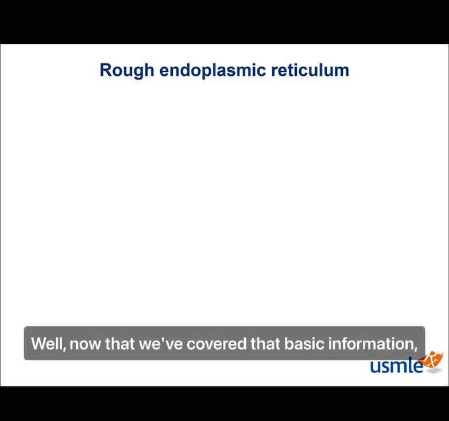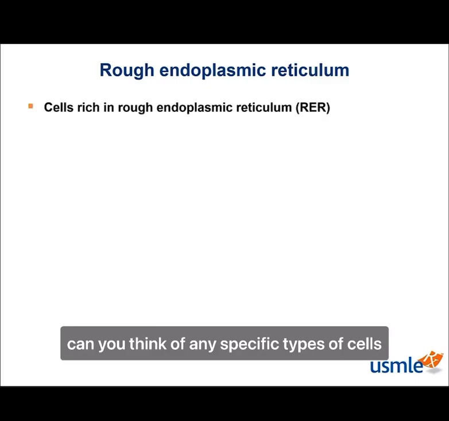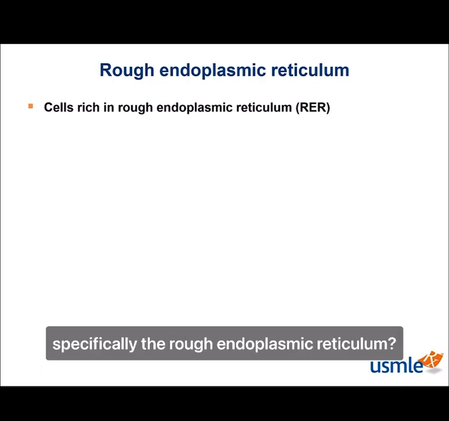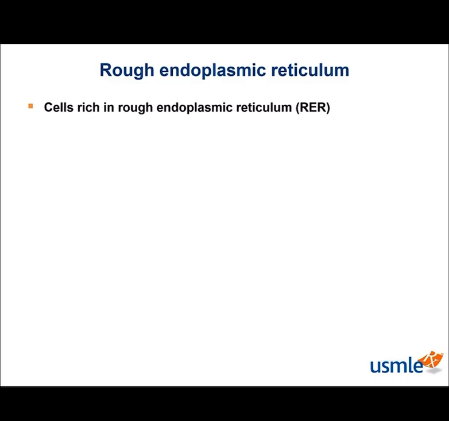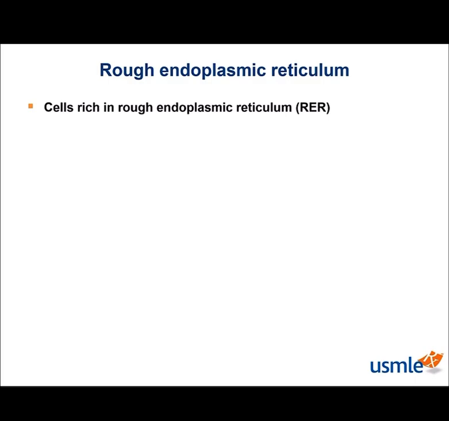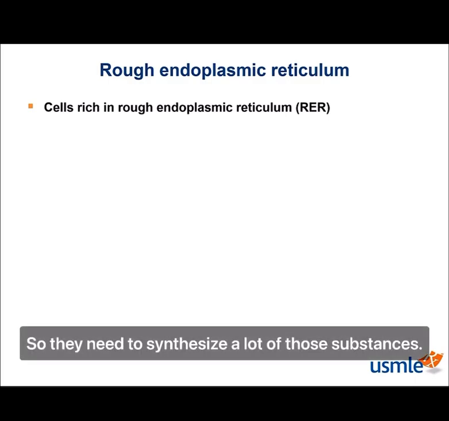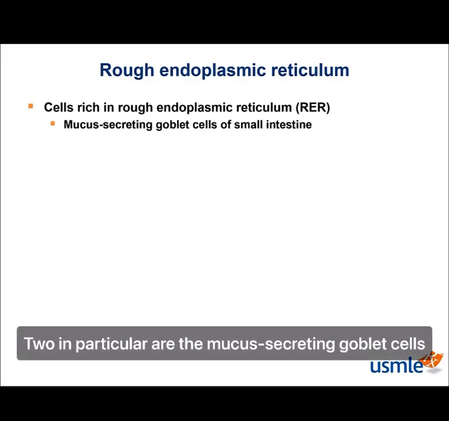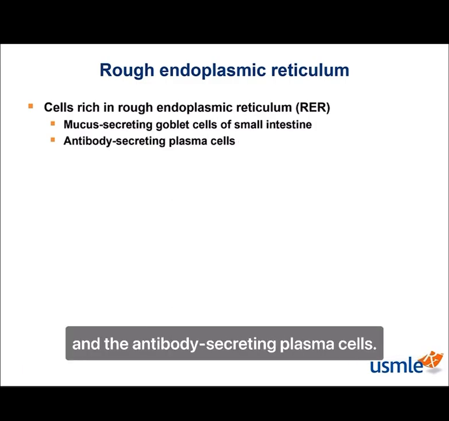Well, now that we've covered that basic information, can you think of any specific types of cells that would be rich in the endoplasmic reticulum, specifically the rough endoplasmic reticulum? You should be thinking of cell types that do a lot of secreting. So they need to synthesize a lot of those substances. Two in particular are the mucus-secreting goblet cells of the small intestine and the antibody-secreting plasma cells.